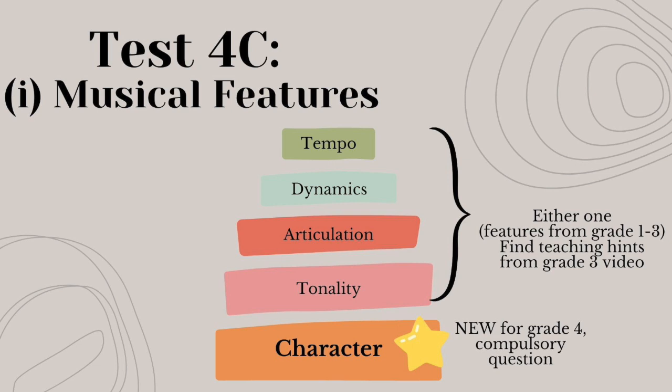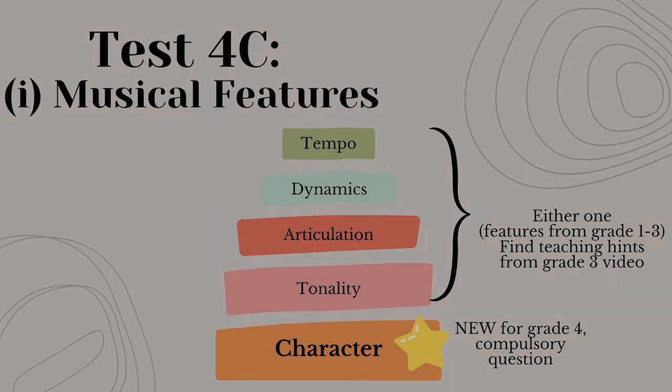For musical features section, you'll be asked either one from tempo, dynamics, articulation, and tonality. These are the features from grade 1 to 3, and you will find the teaching hints from grade 3 oral test full guide video. Character is new for grade 4 and is a compulsory question in grade 4 oral test.